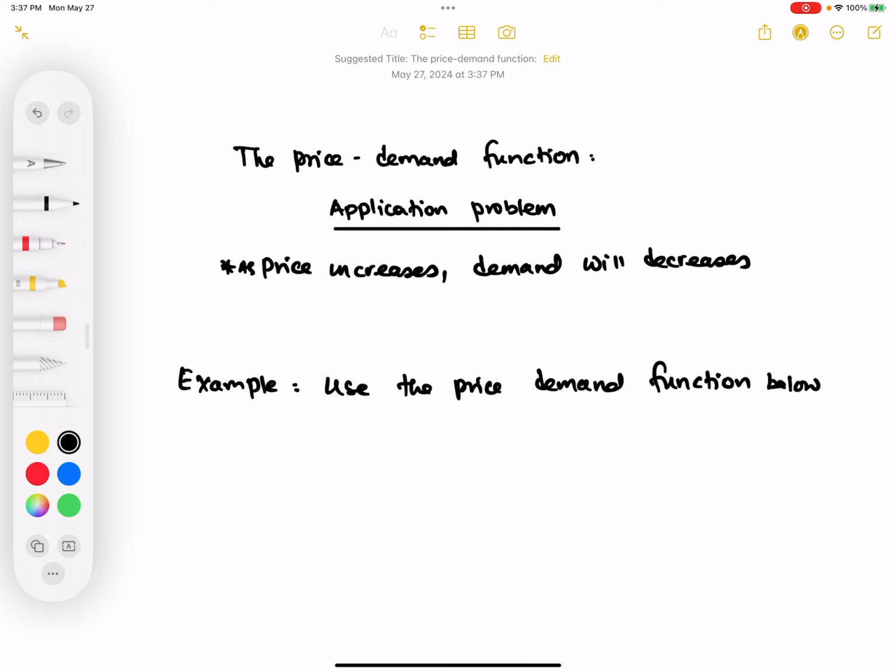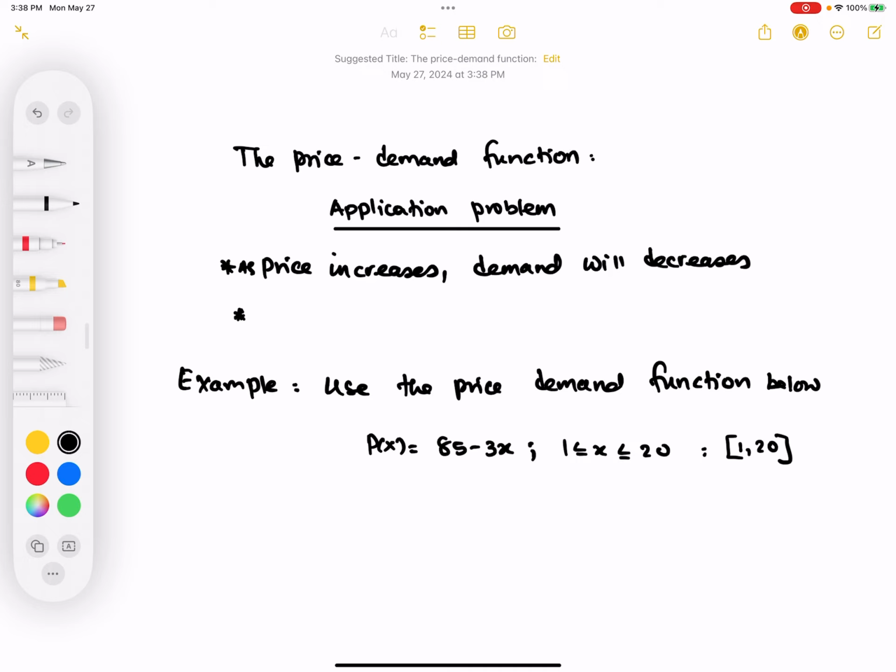So if the price of an item is very expensive, then you can't afford to buy it. That is one of the economics principles. So this means in terms of the model, the slope of the function is negative when you are relating price and demand. For example, use the price demand function below. In this example, let's say the price model is 85 minus 3x, where the domain is between 1 and 20, or in terms of interval notation, this one.